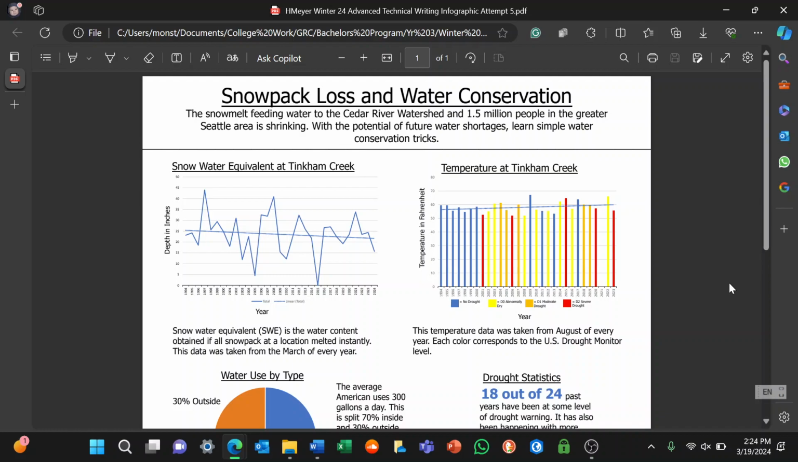My first graph is a line graph that shows snow water equivalent levels at Tinkham Creek with a trend line. Snow water equivalent is the water content obtained if all snowpack at a location melted instantly. This gives a better understanding of how much water is in a snowpack when compared to snow depth.